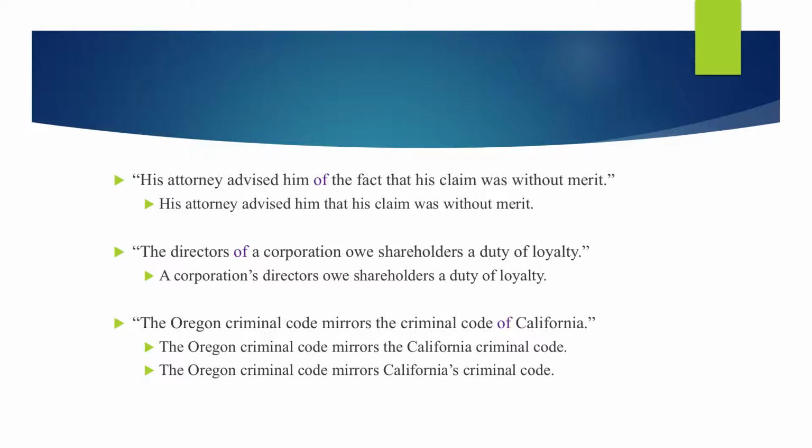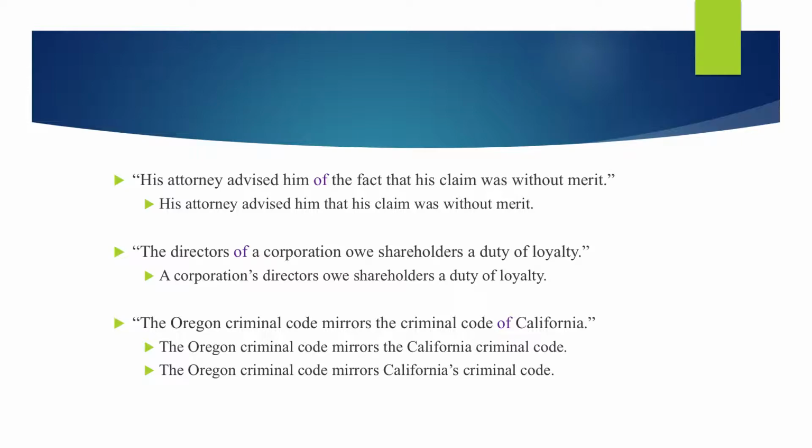The first "of" showed possession, right? We're really talking about a corporation's directors. So it can be replaced with just the possessive form of corporation, right? An apostrophe S. Here the duty of loyalty isn't revised because calling it a loyalty duty would be uncommon in legal writing. So I've preserved that key term. So "of" should be a red flag for you, but not an automatic delete.